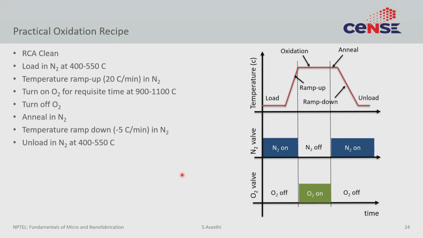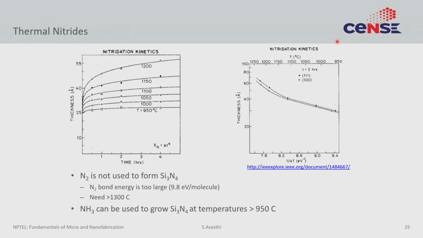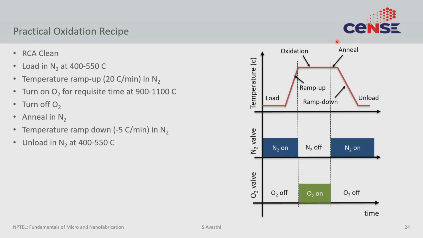Practically, this is what a typical oxidation recipe looks like. You would take a wafer, do an RCA clean, very important to do a very good RCA clean, and then you would load the wafer in nitrogen at 400-550 degrees C, ramp up the temperature in nitrogen, then introduce the oxygen for the required amount of time and temperature that you want your oxidation to be done at, turn off the oxygen, anneal for a little bit in nitrogen. The reason for this anneal we will discuss a little later when we discuss the Deal-Grove model. But anyways, you would do that anneal, then you would ramp it down under nitrogen and then unload.